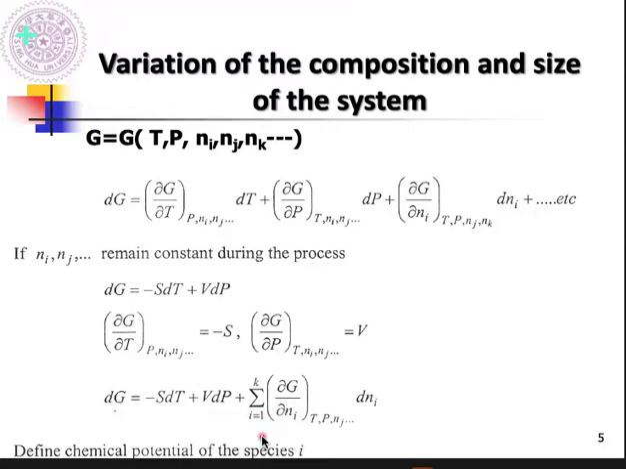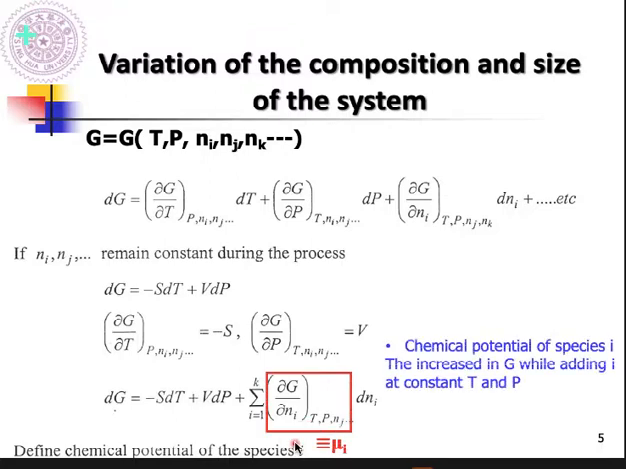And here we define the chemical potential of the species i. This is mu i. So what is mu i? The chemical potential of species i means when you add one Ni atom, at constant T and P, the total energy of this system will increase. How much it increases, we call this the chemical potential of species i.